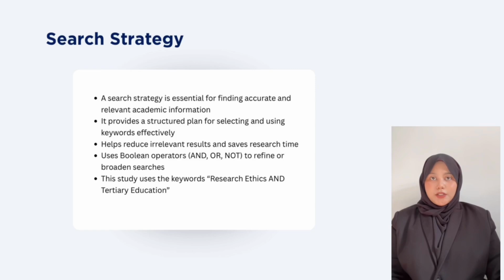Next is search strategy. A search strategy is essential for finding accurate and relevant academic information. It provides a structured plan for selecting and using keywords effectively. It helps to reduce irrelevant results and save research time. Users can use Boolean operators such as and, or, and not to refine or broaden research. This study uses the keywords research ethics and tertiary education.